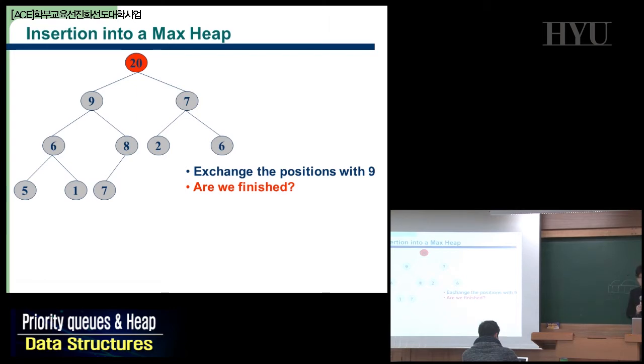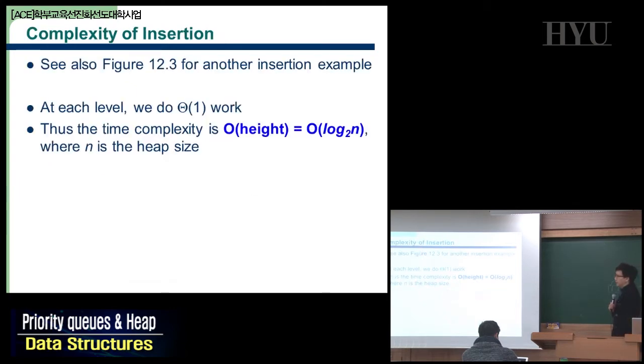So as we've seen from those examples, it's quite obvious that at each level we do a constant amount of work, which means we do a comparison and a switch. A switch takes just one operation, or we do a comparison at the same time. Everything is a constant operation. Thus, the time complexity is order of the height.